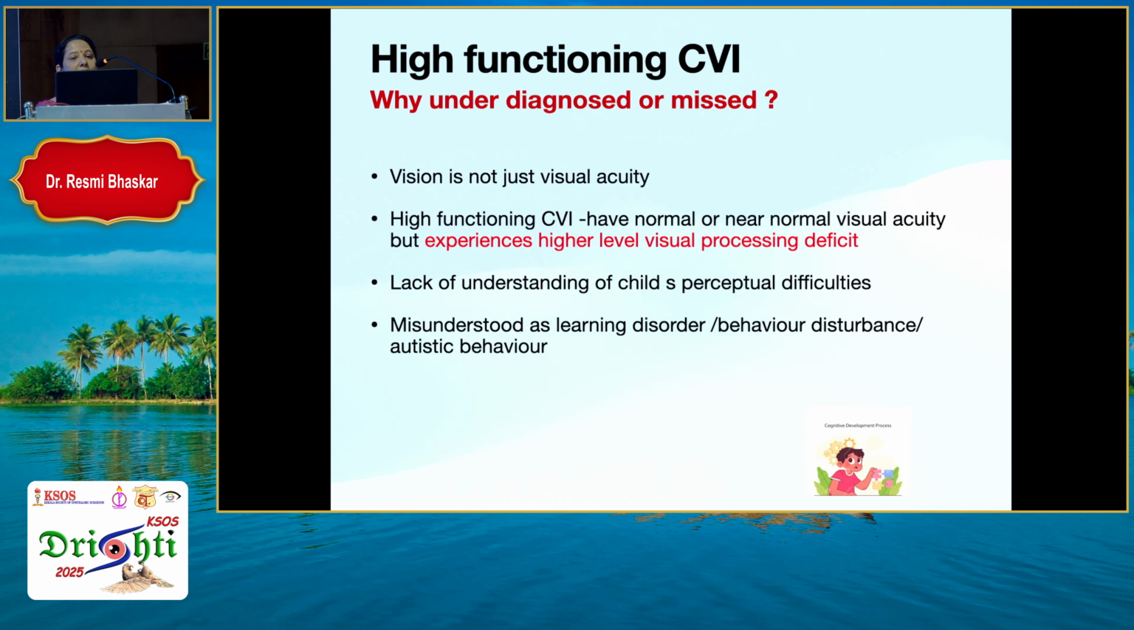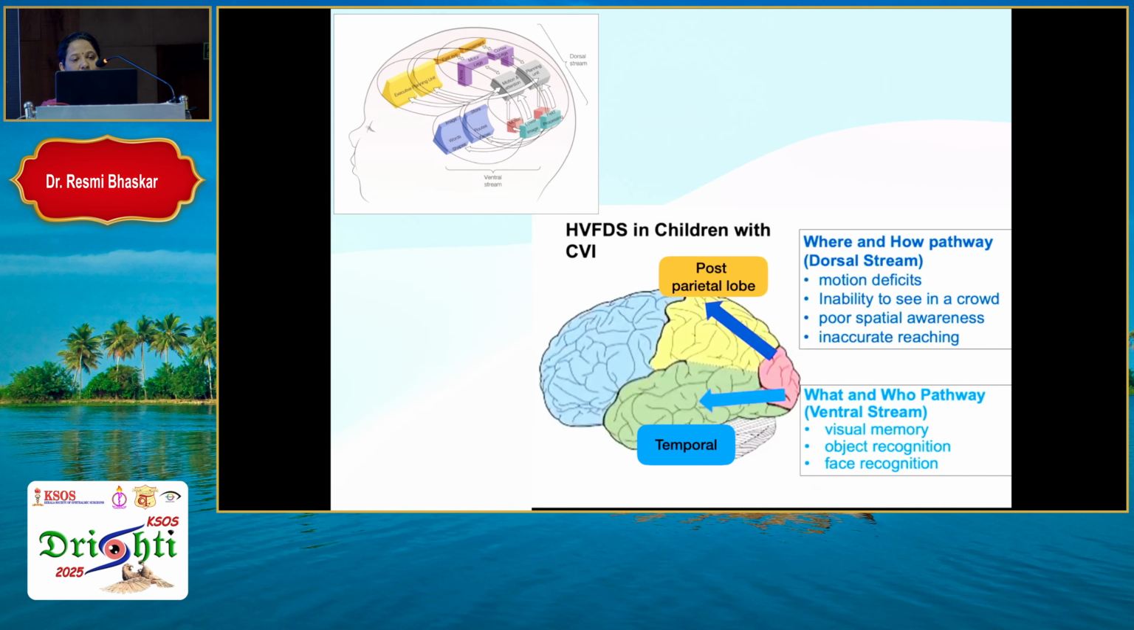Why is it underdiagnosed or missed? Vision is not just acuity of vision. In high functioning CVI, they have almost normal or near normal visual acuity, but they experience high level visual processing deficits. So lack of understanding of a child's difficulties makes it difficult to diagnose, and it will be misunderstood as a learning disorder, behavior disturbance, or autistic behavior.